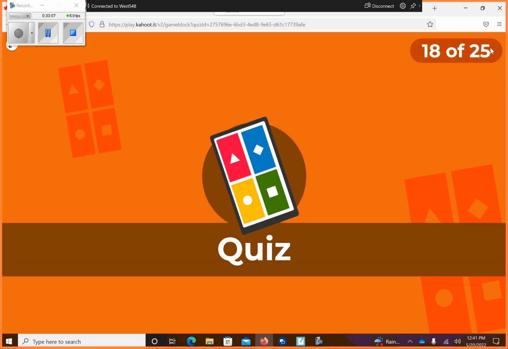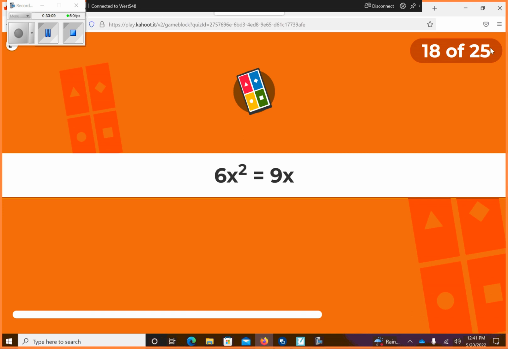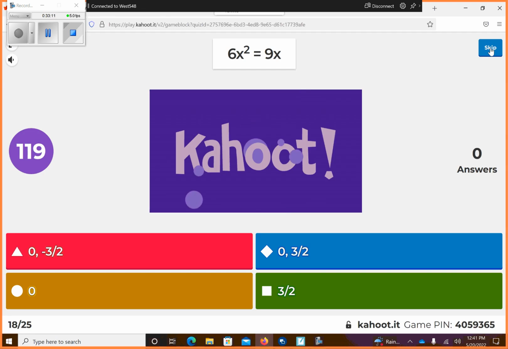You're welcome, sorry. 18 of 25. Okay, subtract 9x from both sides. So 6x squared minus 9x. Factor out a 3x. So you get 3x equals 0. So x equals 0 is one of the answers. So that's red, gold, or blue. But there's 2 answers, so it can't be gold. And then, let's see, factor out 6. So then you'd get 2x minus 3. So add 3, divide by 2. So blue looks like the answer.